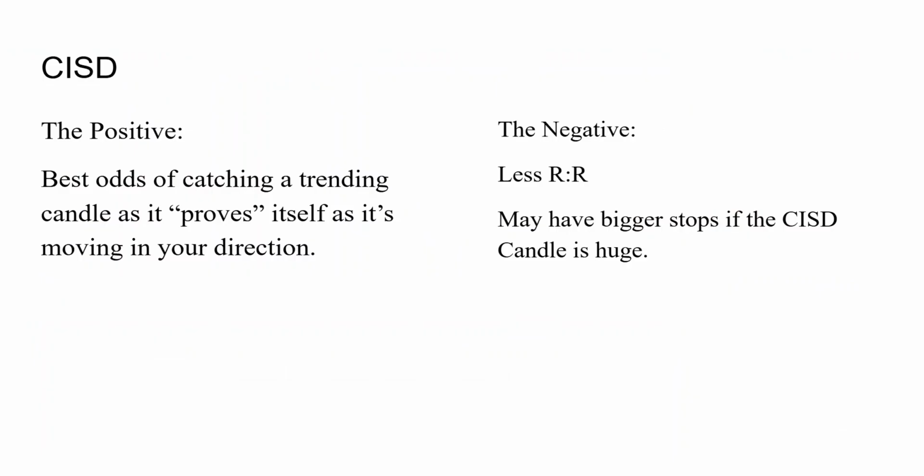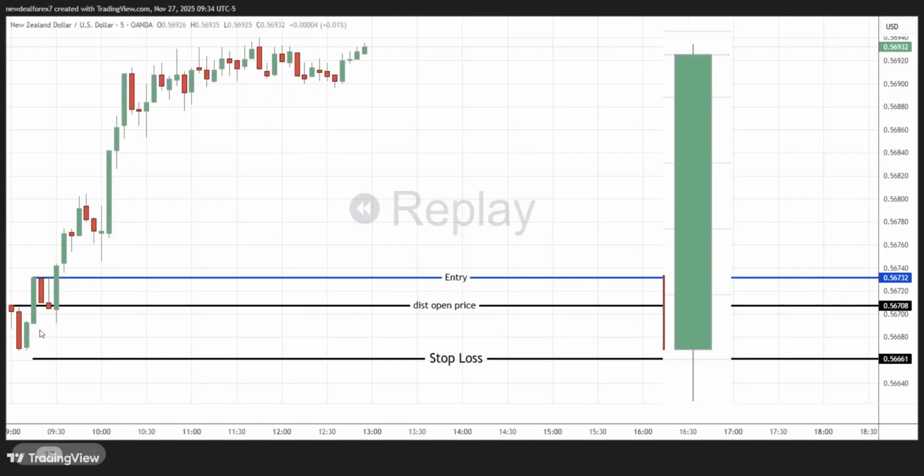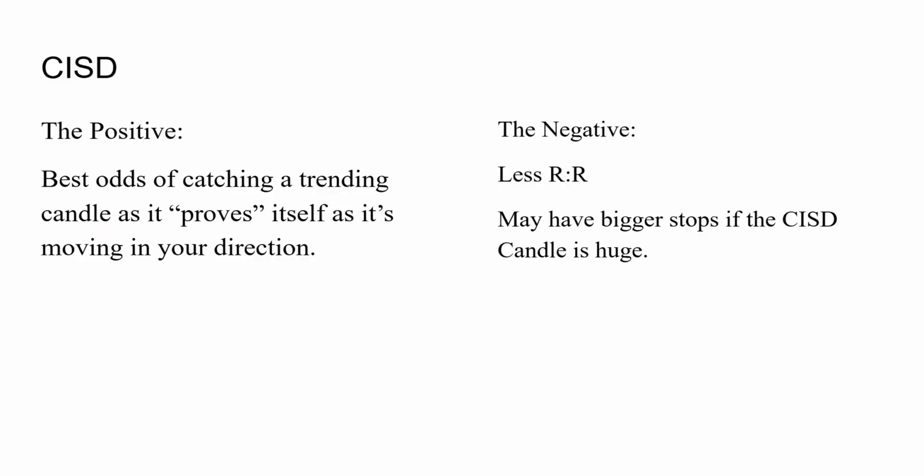So the positive of change in state of delivery, if you want to use that for an entry model, is that it does give the best odds to me of catching a trending candle because it's proved itself. All of this manipulation and all that is already done. You're just hoping to catch a wave. It's already underway. The other models are a little more speculative, I'm going to be honest. But the negative is that it's going to give you less risk to reward depending on what you're trading.